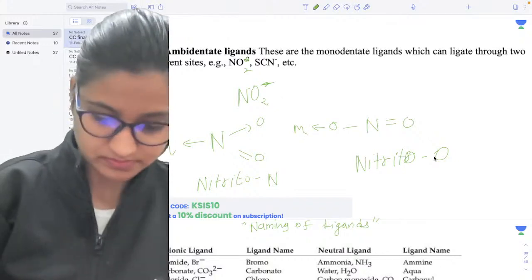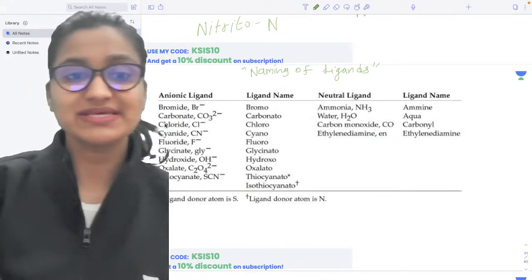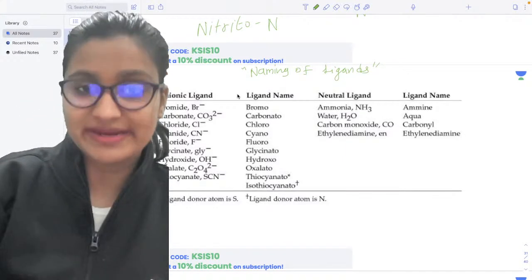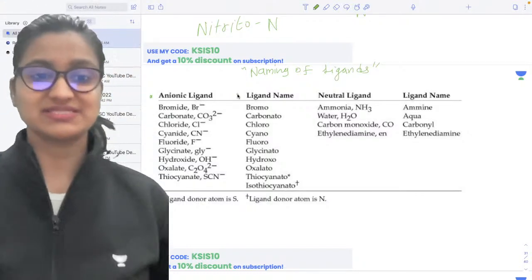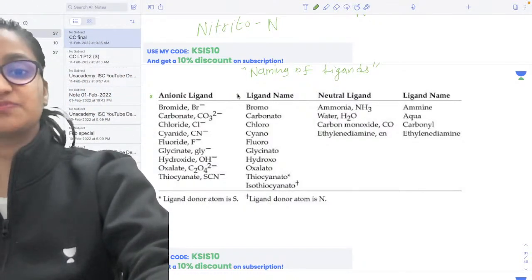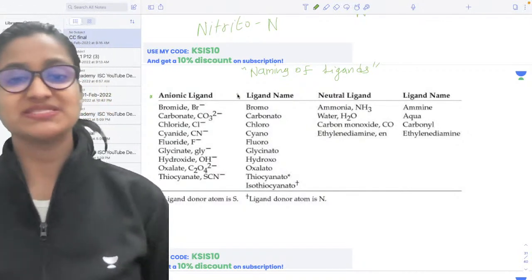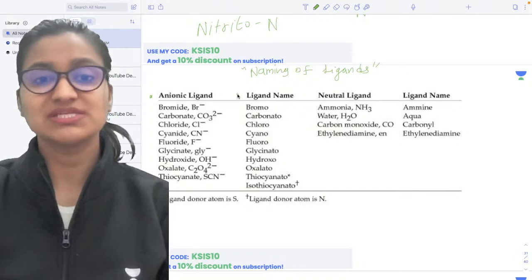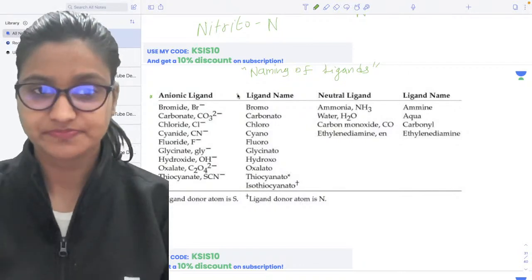Now we'll discuss how to name ligands. You can see here anionic ligand and ligand name. If your ligand is anionic, meaning it has a negative charge, for example Br negative, that is your bromide ion. If it is present as a ligand, you will call it bromo.